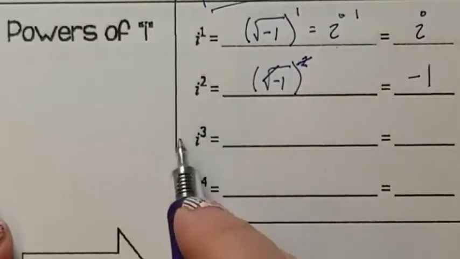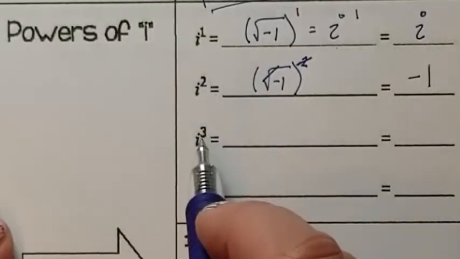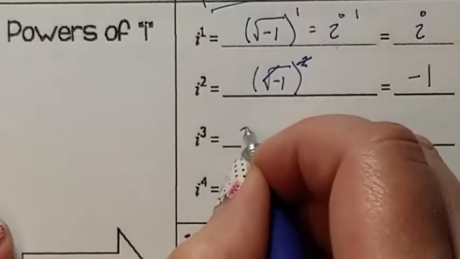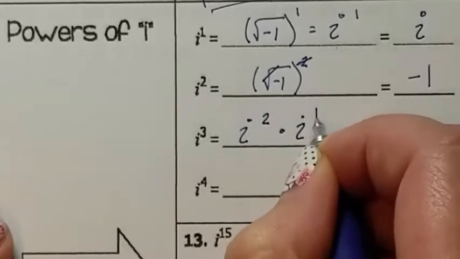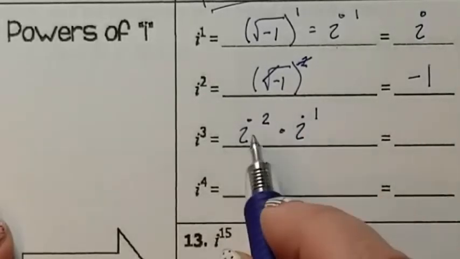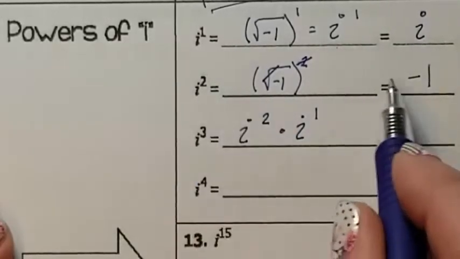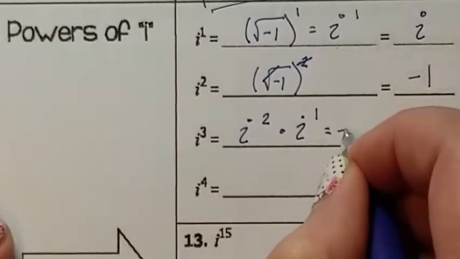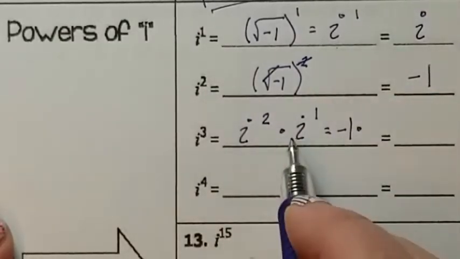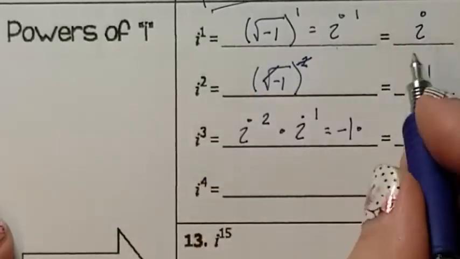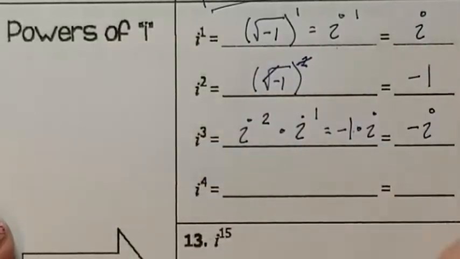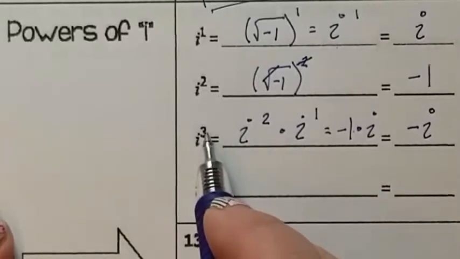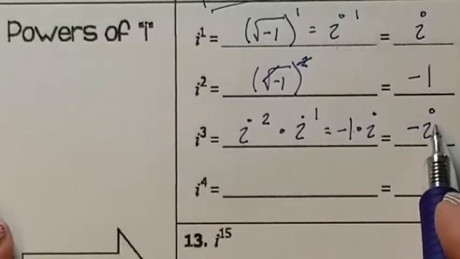What does that mean about i to the third? Well, I know that i to the third is the same thing as i to the second power times i to the first power. I to the second power, you just said, was negative 1. So this is the same thing as negative 1 times i to the first power, which was i. Negative 1 times i is negative i. So i to the third power simplifies down to negative i.